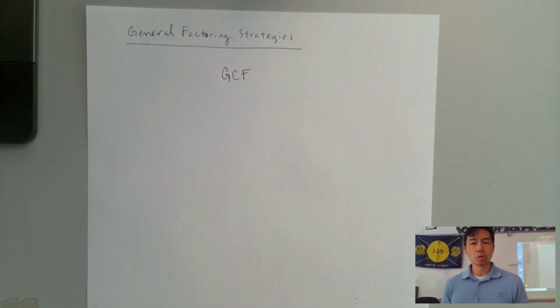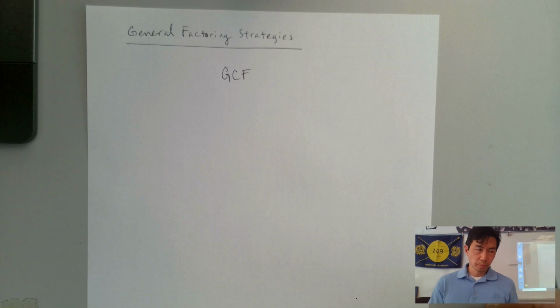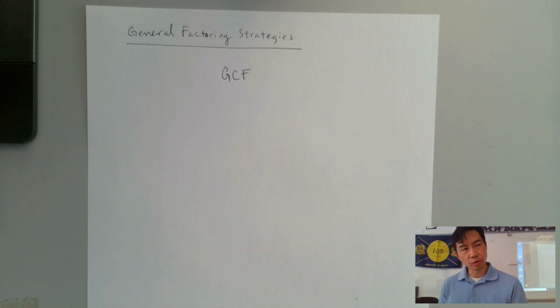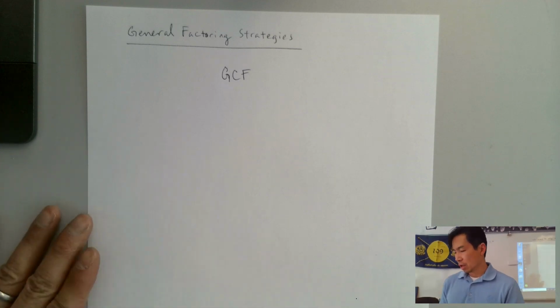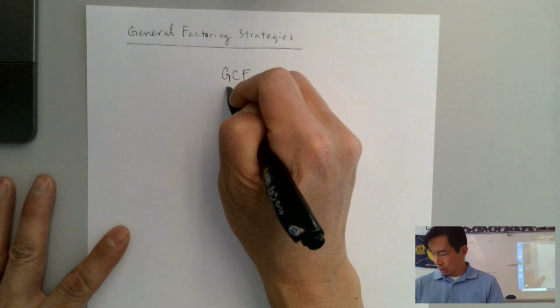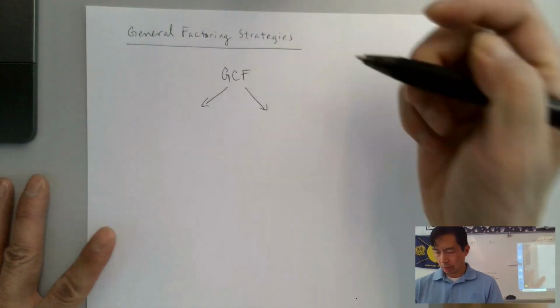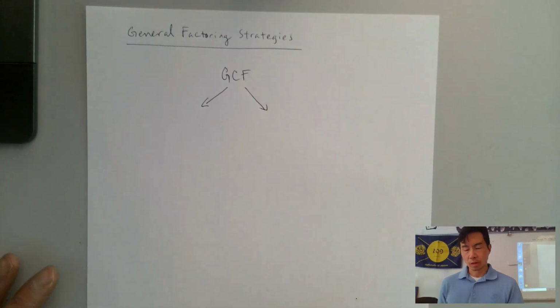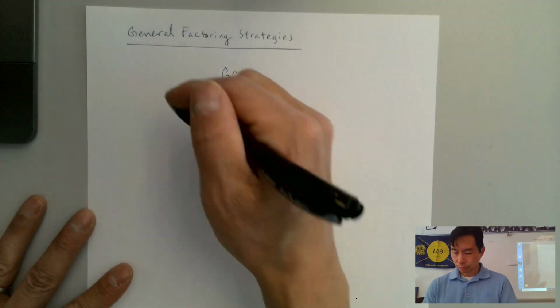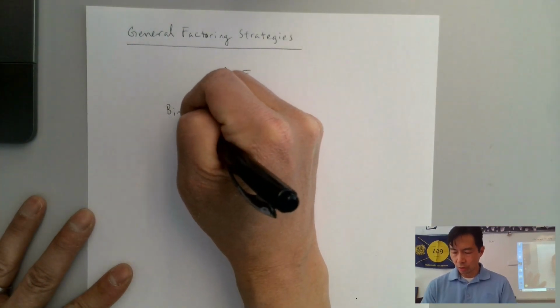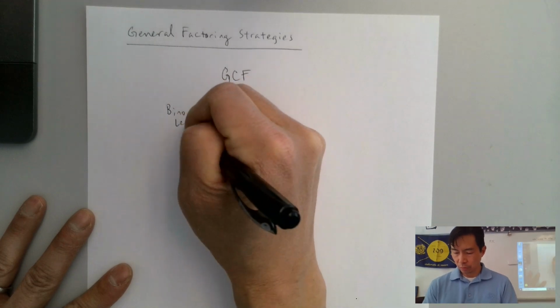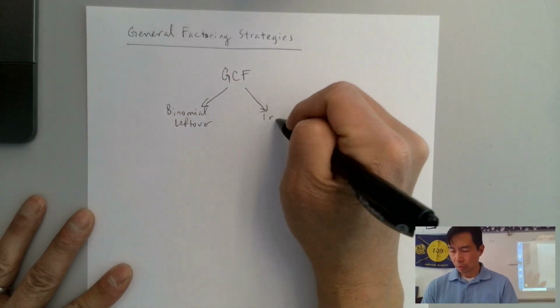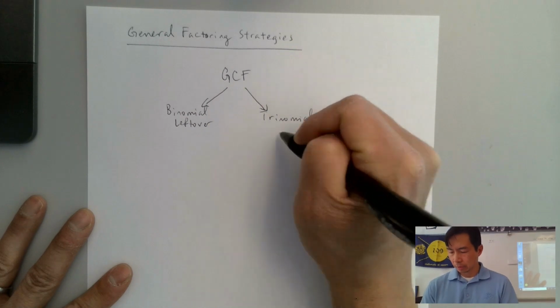My first step is always to look for a GCF. And when I say GCF, I don't mean a GCF of some of the terms, 2 out of the 4 terms. I mean a GCF of all the terms. This is what I mean. Okay, so once you've taken the GCF out, you of course have a leftover. And the leftover could either be a binomial leftover or a trinomial leftover.